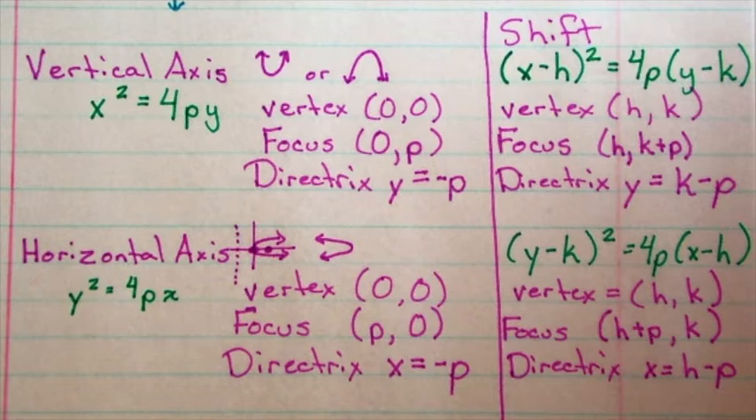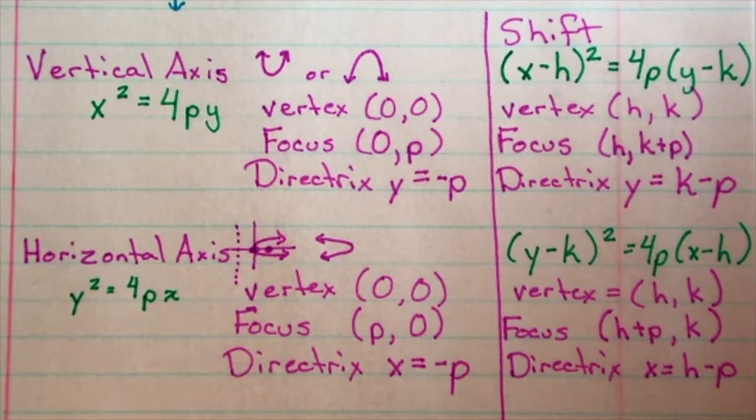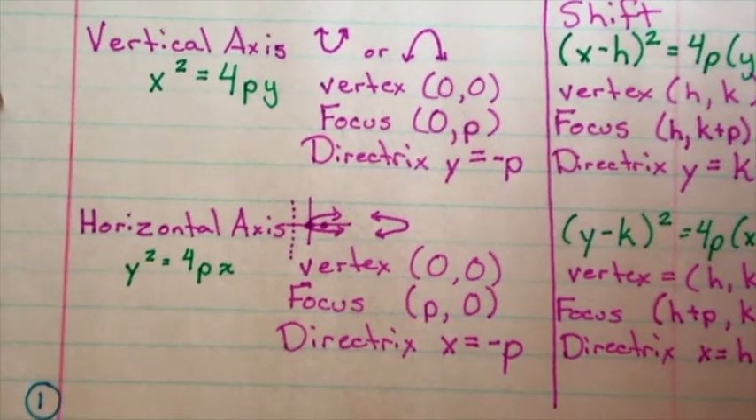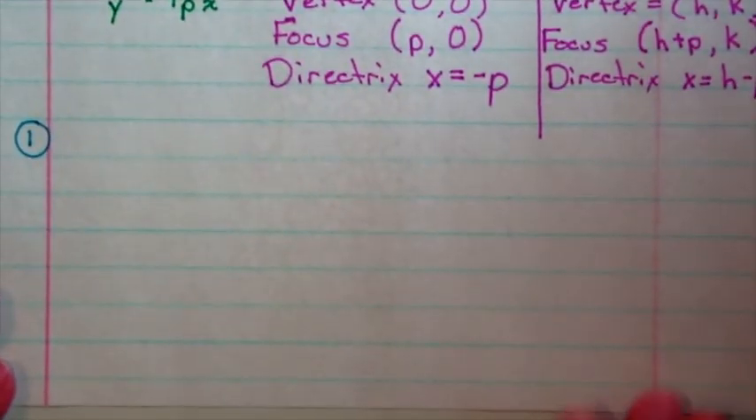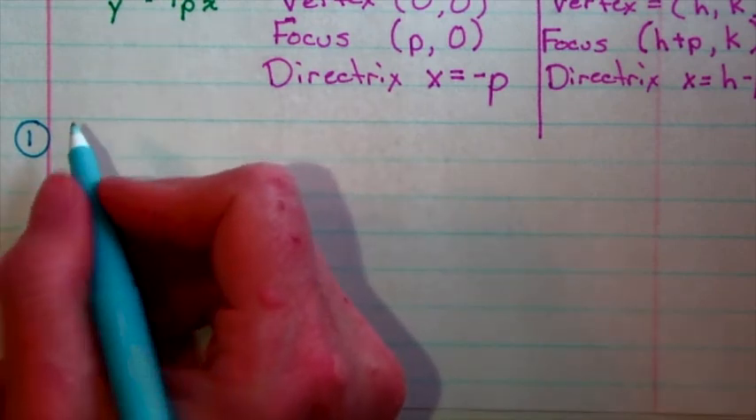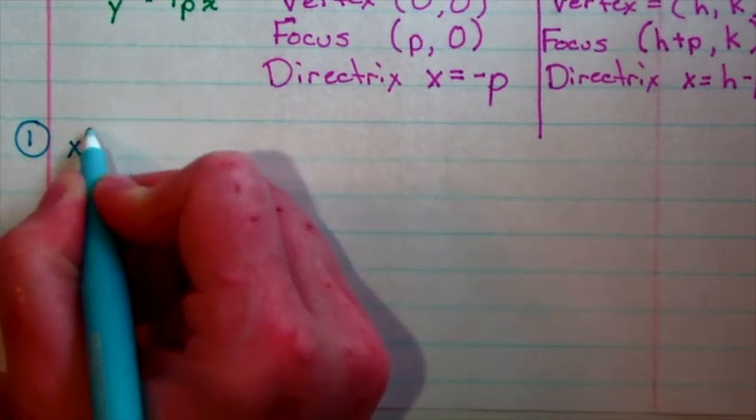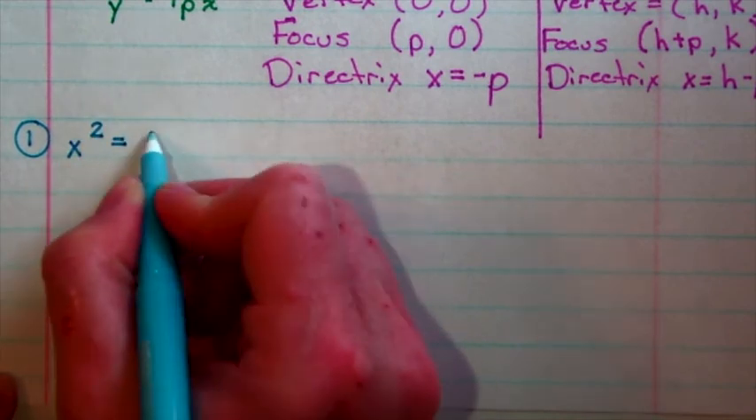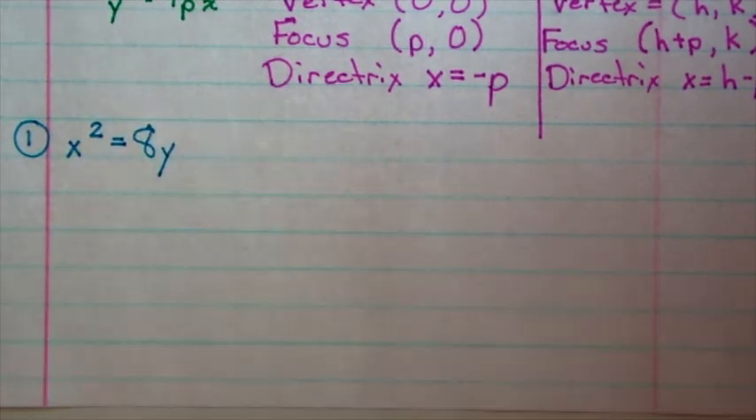So let's do an example. We want to be able to sketch this out. What if I have x squared is equal to 8y? Now, this would be really easy to solve for y. We could divide both sides by 8. We would have y is equal to 1/8 x squared. And we could type it in the calculator and it could help us out.